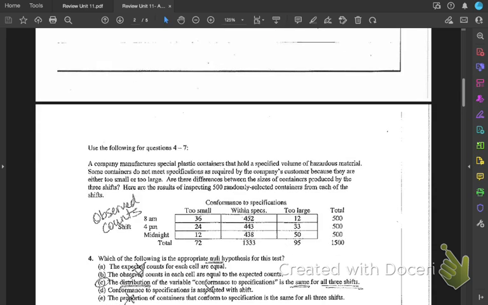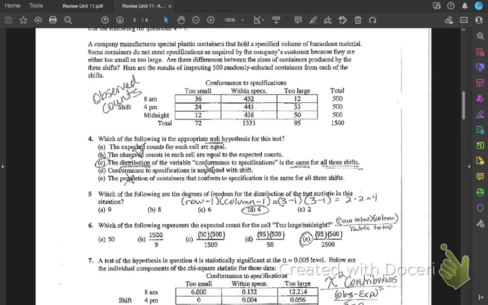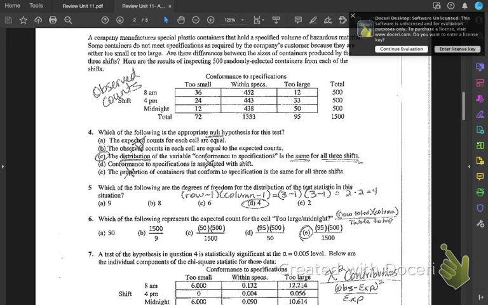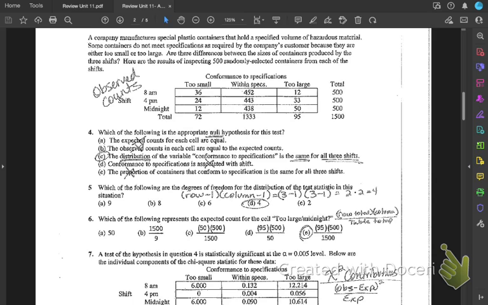Alrighty. Number 4, 5, 6, and 7 will all come from this particular problem. A company manufactures special plastic containers that hold a specified volume of hazardous material. Some containers do not meet specifications and are rejected, as required by the company's customer, because they are either too small or too large.